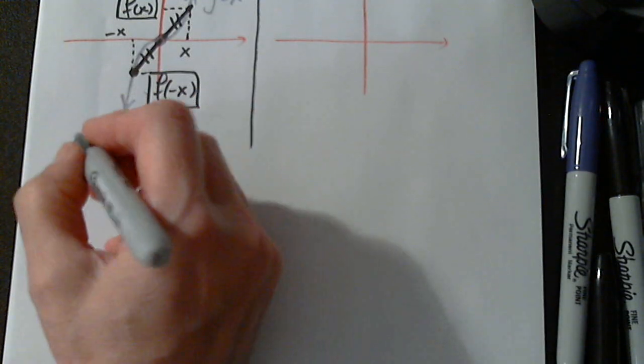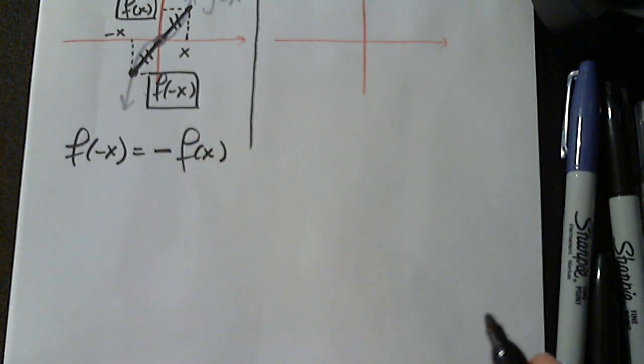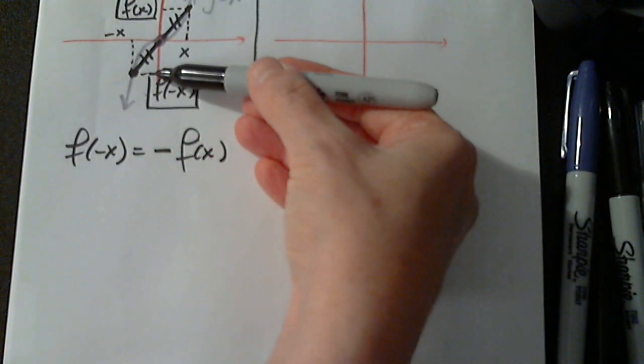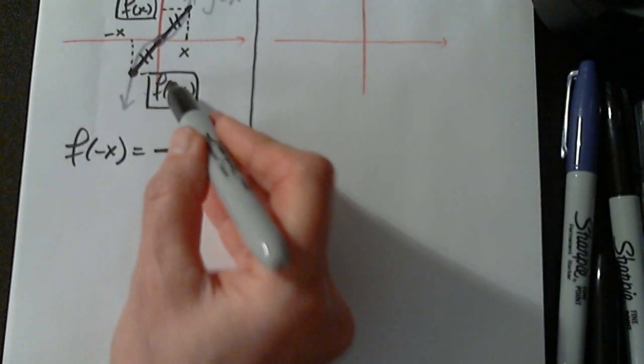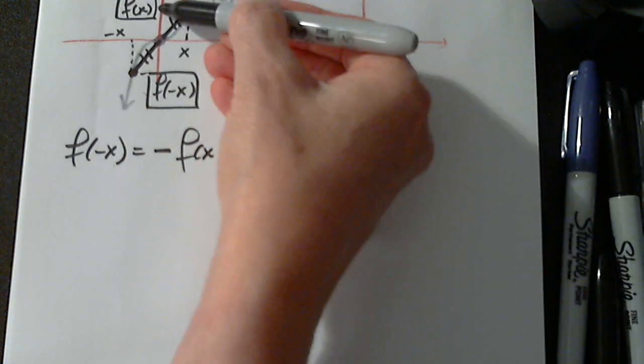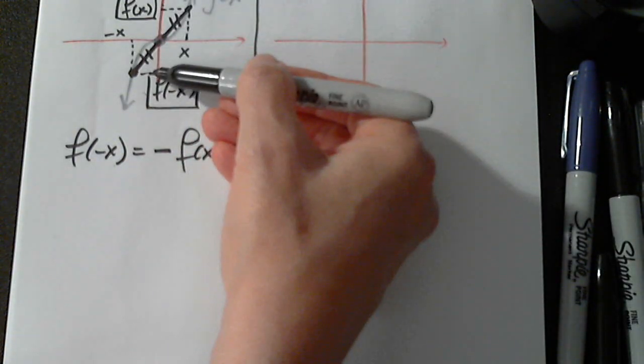So the algebraic relationship is that f of negative x is the opposite of f of x. There are different ways of writing this. So here's one way. F of negative x is the opposite of f of x. This number is the opposite of this number. If this is 5, f of negative x will be negative 5.